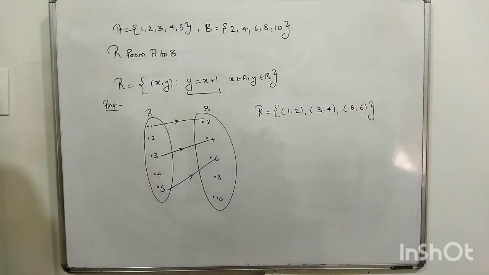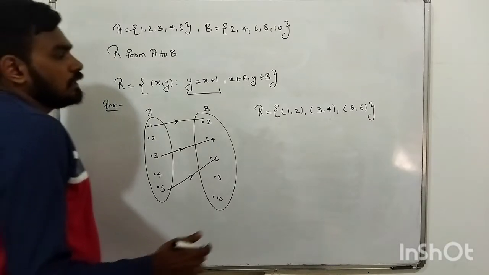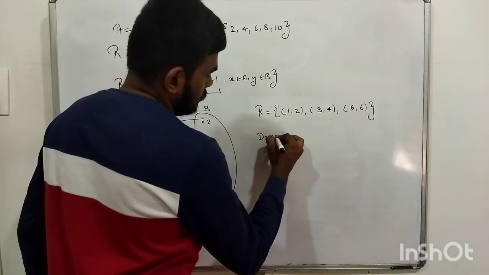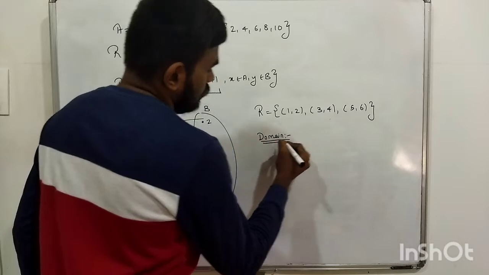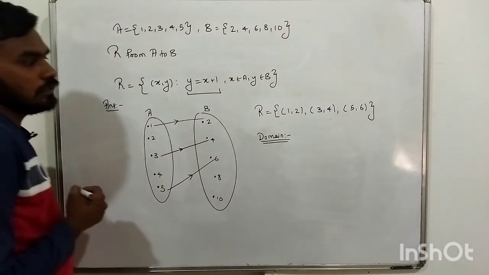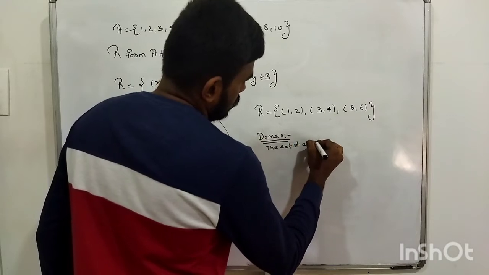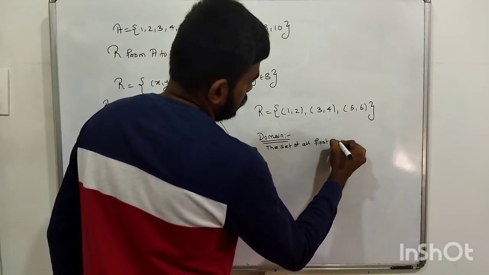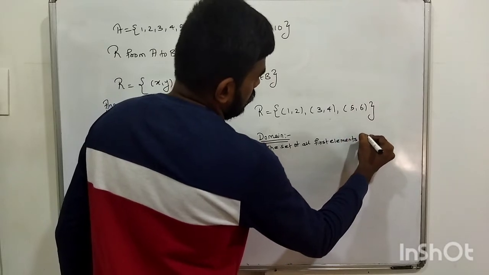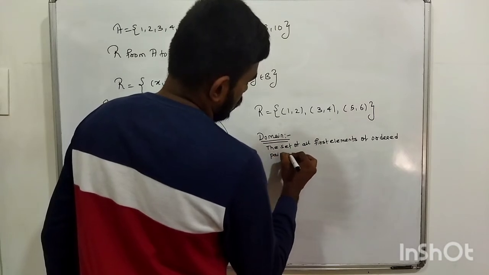Okay. Now there are 3 more things that we are defining further. So the first thing is domain. These 3 things you should also know. They are important, and in questions they are asked. First thing is domain. So what is domain? The set of all first elements of ordered pairs in a relation.